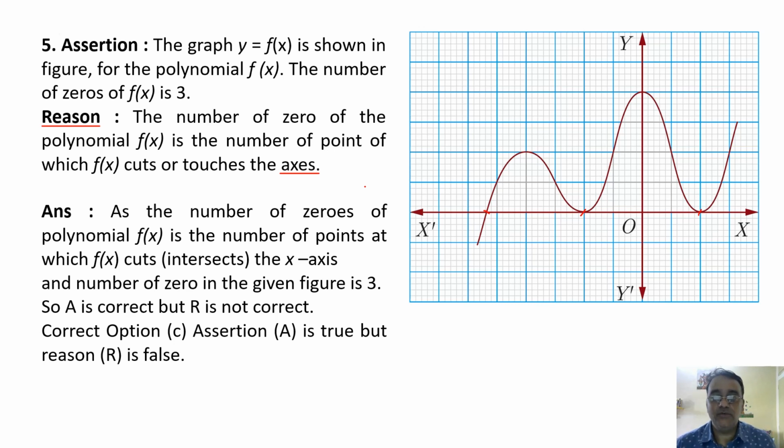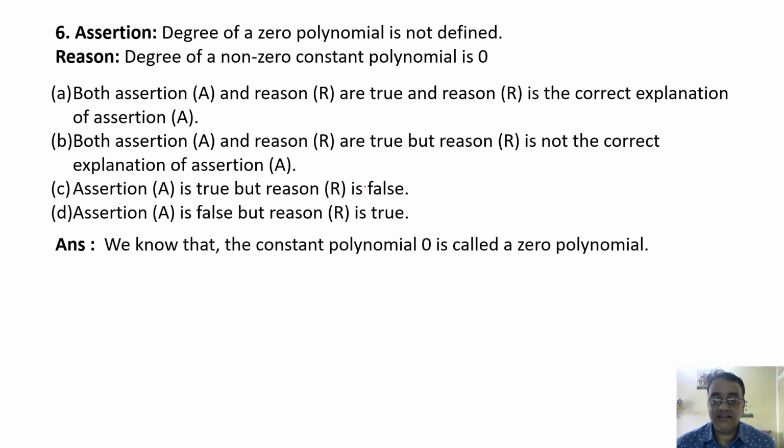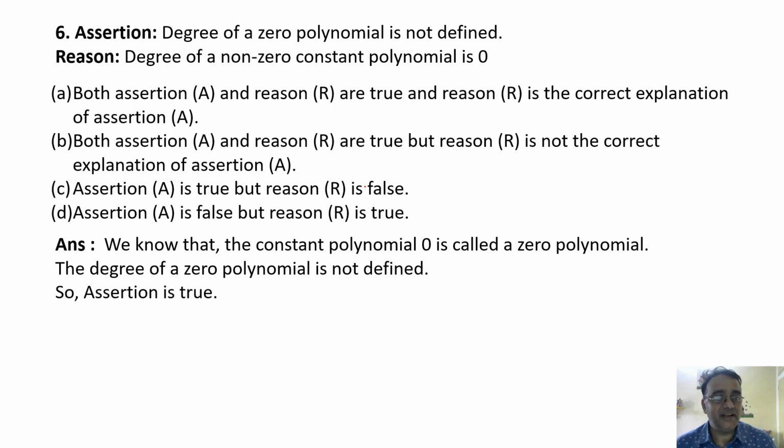Okay, so now we are moving toward the next question. Assertion: the degree of a zero polynomial is not defined. Reason: the degree of a non-zero constant polynomial is 0. We know that the constant polynomial 0 is called a zero polynomial, and the degree of the zero polynomial is not defined. That is true, so our assertion is true. Now let us see the reason.